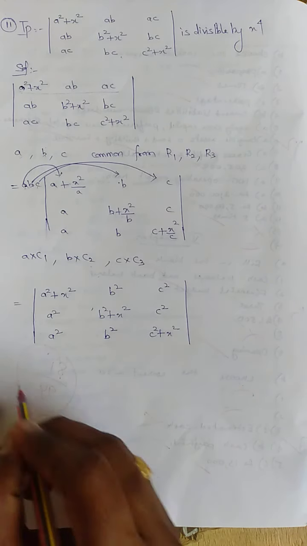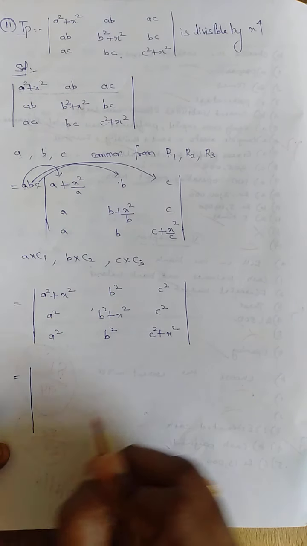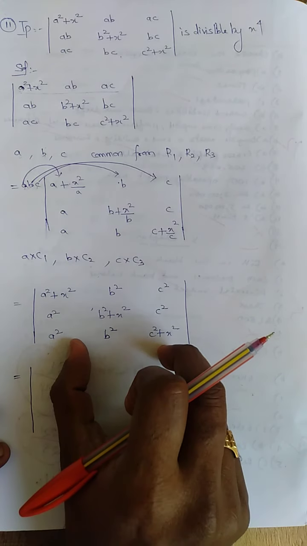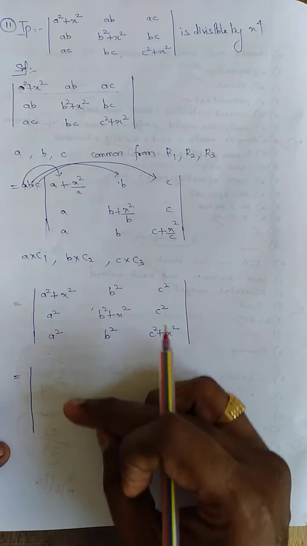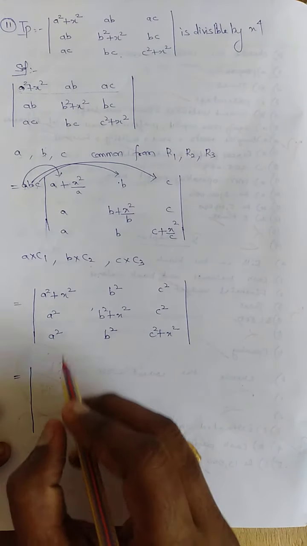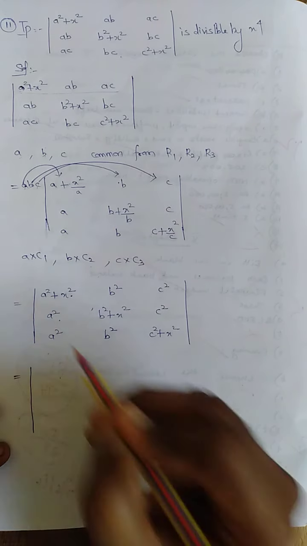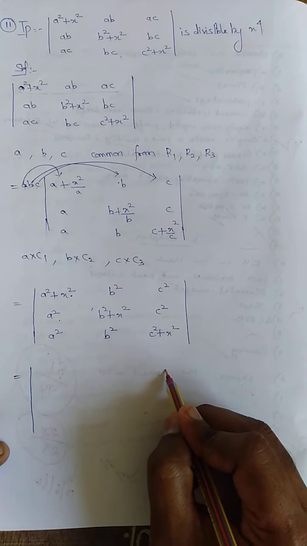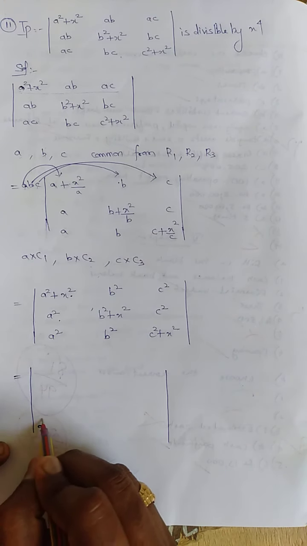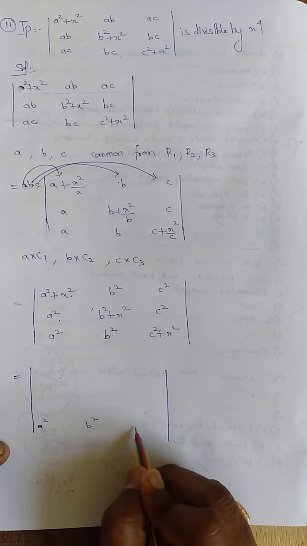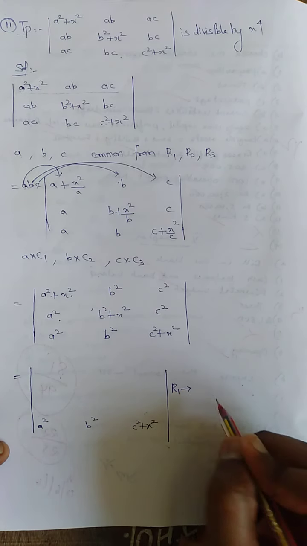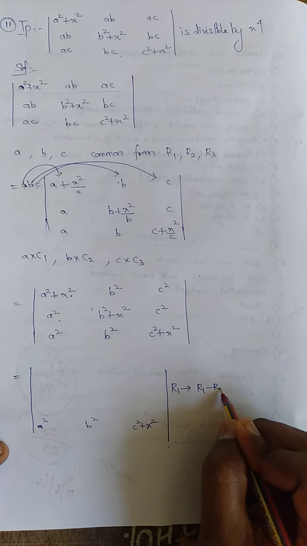Next I am going to make a small change in r1 and r2 alone. I want to expand this, but I can't do it with this element, so I am going to make any two elements 0, this element and this element, so it becomes very easy to do this sum. So there is no change in r3, right? R3 as it is, a square, b square, c square plus x square. I am going to change r1 to r1 minus r2.